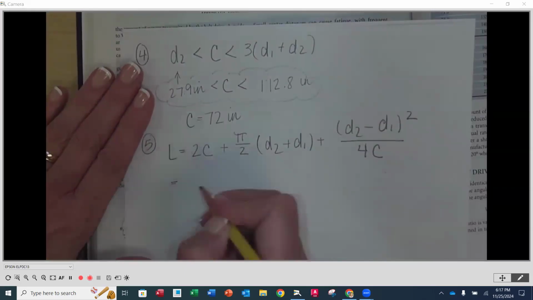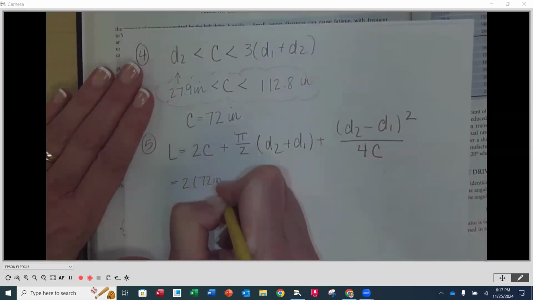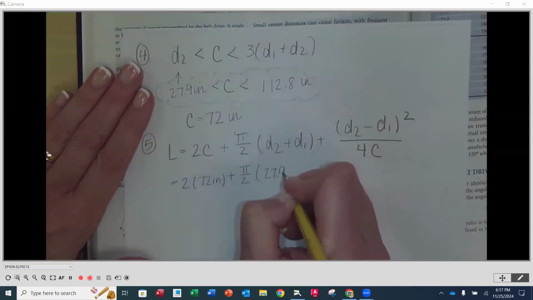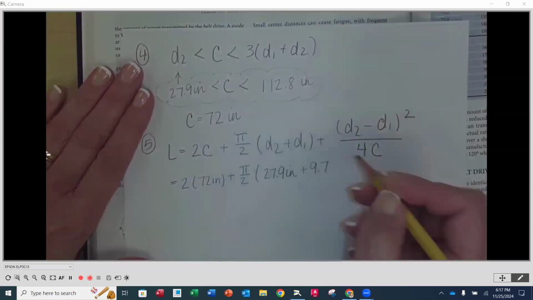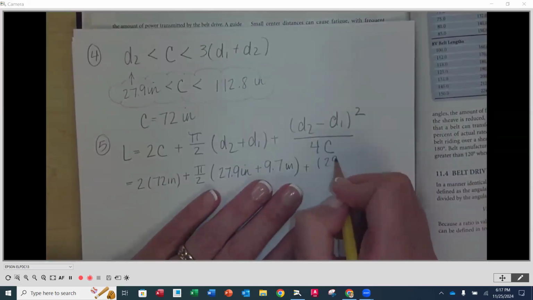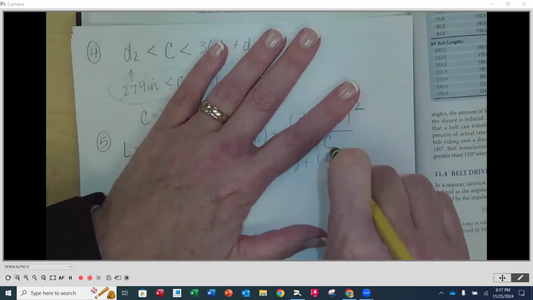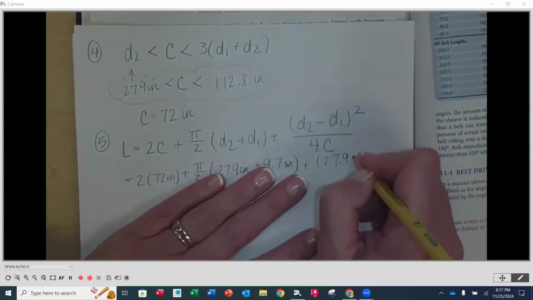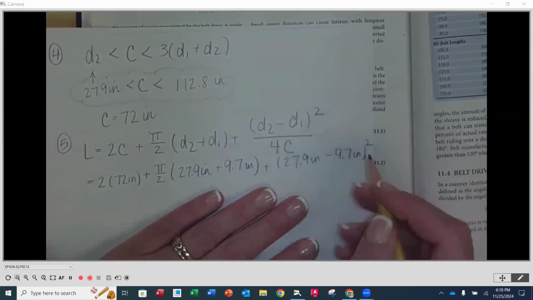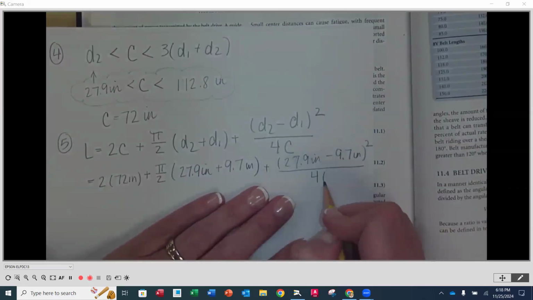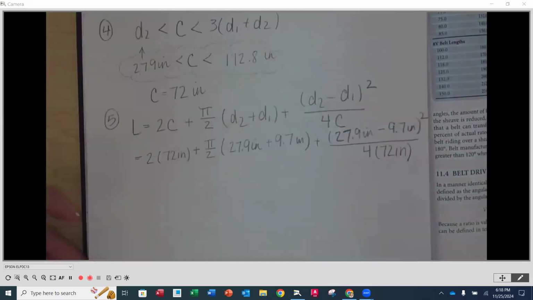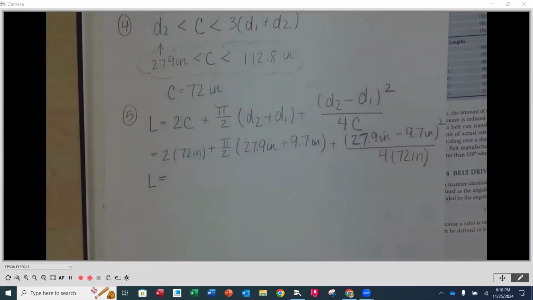So putting our numbers in place here, this is going to be 2 times 72 inches plus pi divided by 2 times 27.9 inches plus 9.7 inches plus 27.9 inches minus 9.7 inches squared. Don't forget to square that. Divided by 4 times 72 inches. Okay. So go and calculate your length.